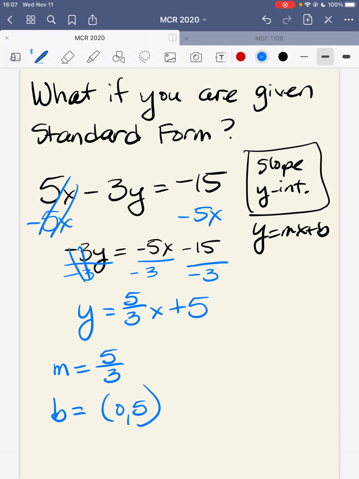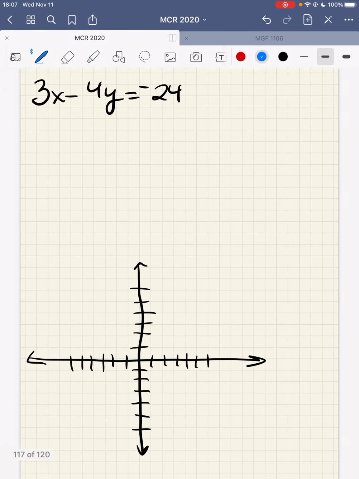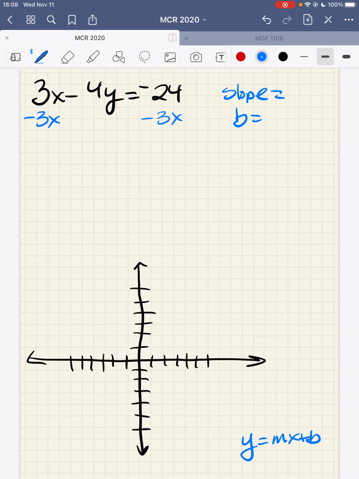Let's look at one concrete example and graph it, and we'll go from there. Here I have 3x minus 4y is equal to negative 24. I am required to use the slope and the y-intercept to graph this line, which means I need to solve it for y. In order to solve for y, I need to subtract 3x from both sides. And remember, my goal is the form y equals mx plus b.